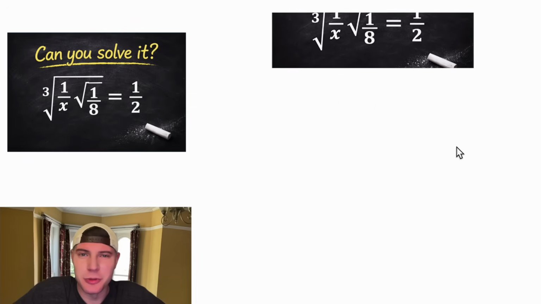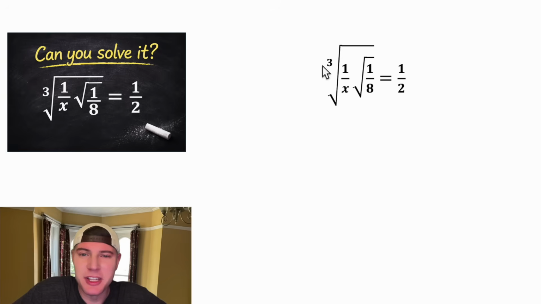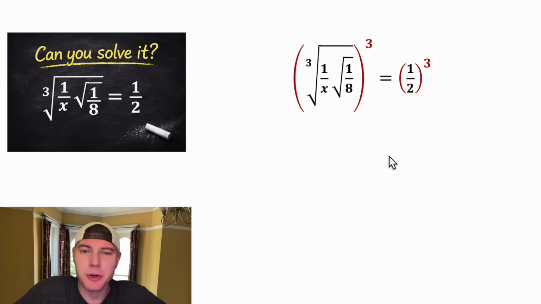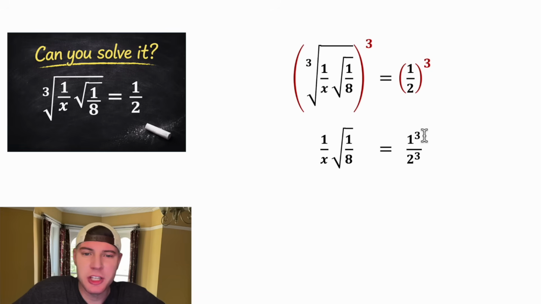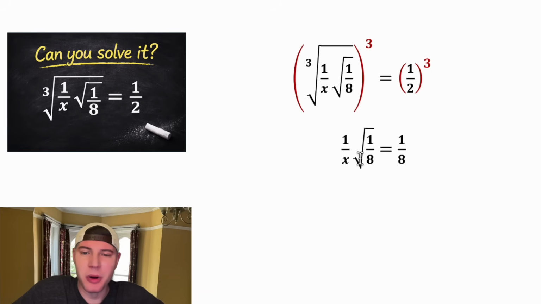3, 2, 1. First, in order to get rid of this cube root, we want to cube both sides of the equation. On the left-hand side, the cube root and the cube are going to cancel each other out, so we're left with 1 over x times the square root of 1/8. And then on the right-hand side, this cube is going to go to each of these, so it's 1 cubed over 2 cubed. 1 cubed is equal to 1, and 2 cubed is equal to 8. So now we have 1 over x times the square root of 1/8 equals 1/8.